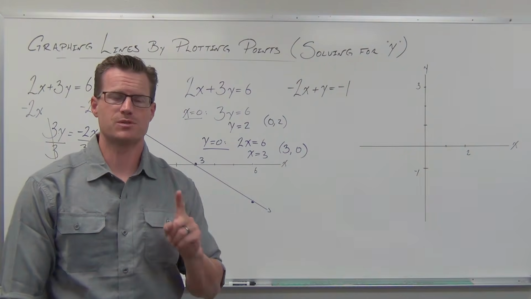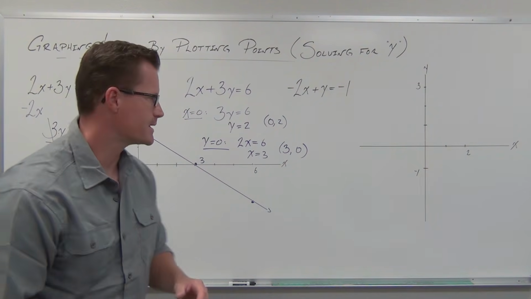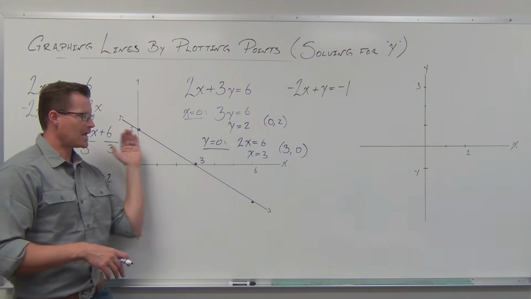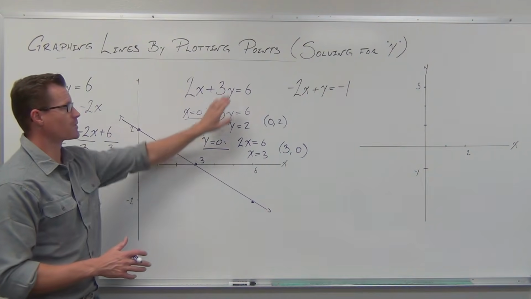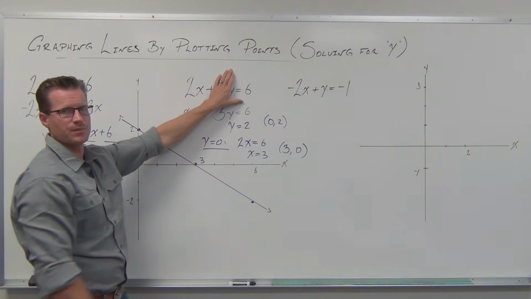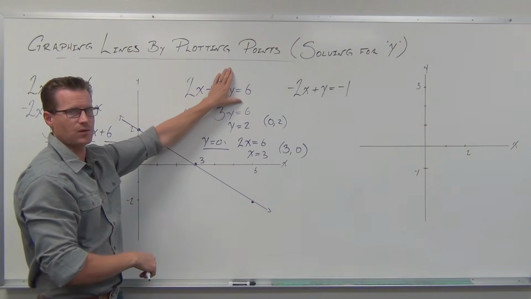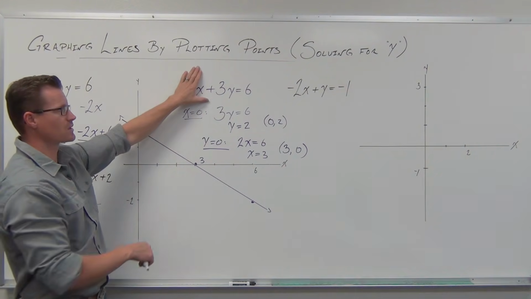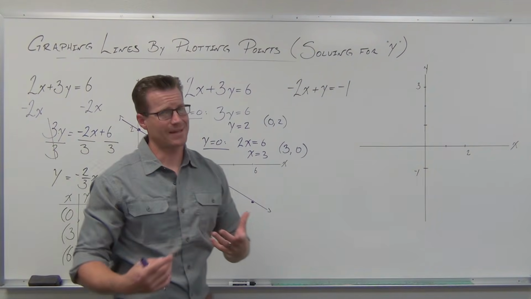So method 1 is plotting points. Method 2 is intercept method. What I'm trying to build in your head is that there are relationships between standard form and your x and y intercepts, and they're very easy to find. Cover up your y, you find your x-intercept. It's right here. Y equals 0, x-intercept would be 3, 0. Cover up your x, you find your y-intercept. X equals 0, your y is 2, 0, 2. That's your y-intercept. That's kind of neat.